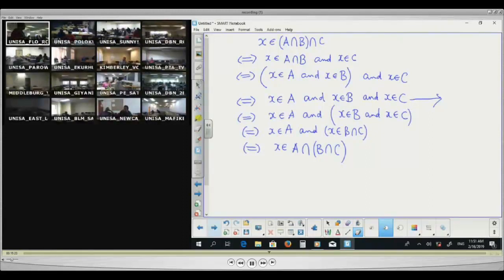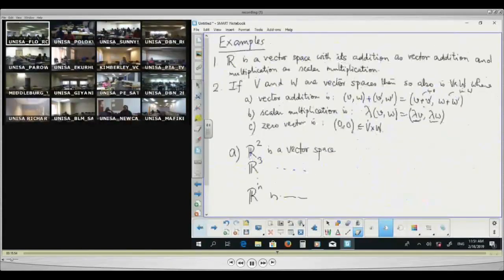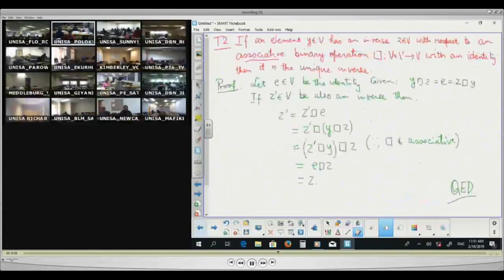Any further? Any next question? Yes. When we were doing theorem 2, if an element Y of the set has an inverse, in that whole proof I didn't understand where Z prime binary operation Y is equal to E. We don't have any, how do we know that? Okay, you mean this statement, right? Yes. Okay, let's run through it again.